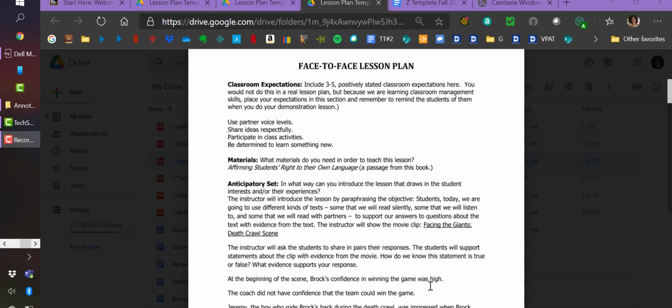So for this lesson, what I'd like for you to think about is, what do I want? What do I expect from my students as it relates to this particular lesson that we are about to do? And there are several things you'll need to consider.